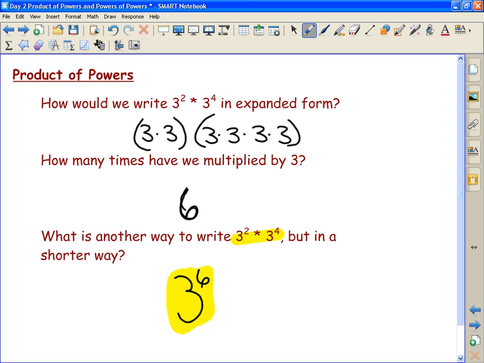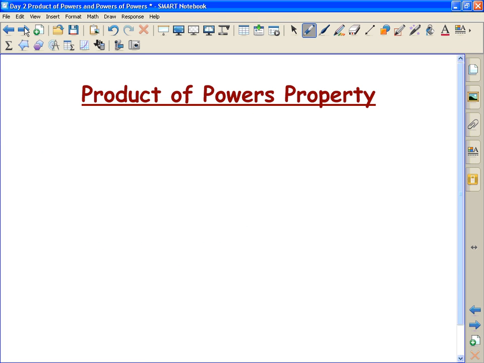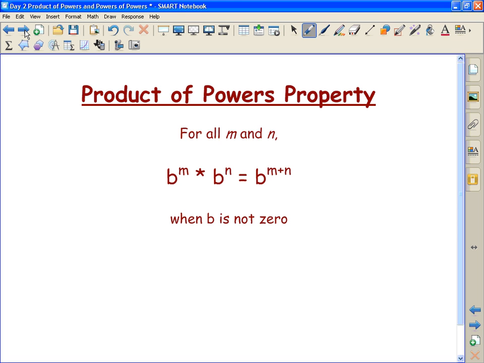So if they have the same base, the big number is the same, it's a 3, and they both have exponents, then I can add them together. So we call that our product of powers property. For all m and n, it does not matter what, if it is a decimal, a negative number, a positive number, a giant number, a tiny number, a letter, it doesn't matter what it is. If b to the m times b to the n, we can simplify that by doing b to the m plus n.